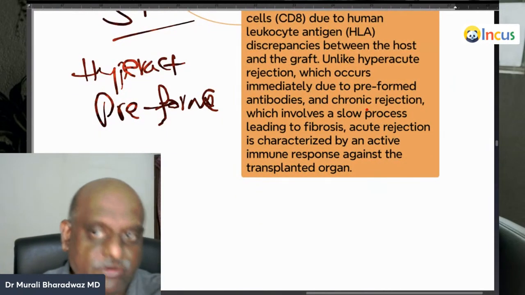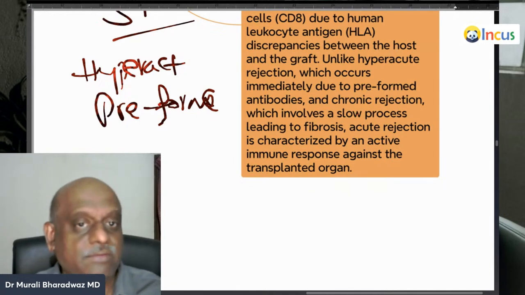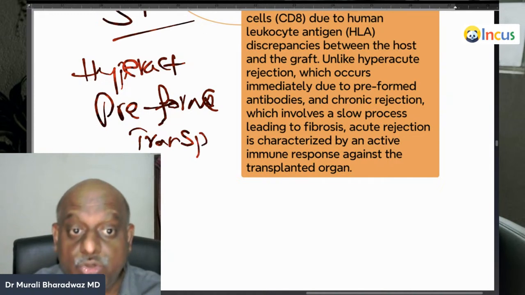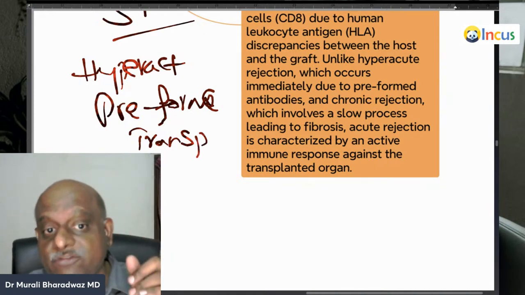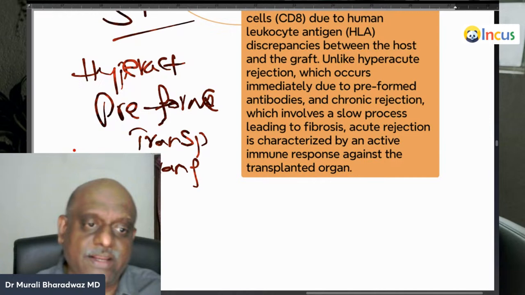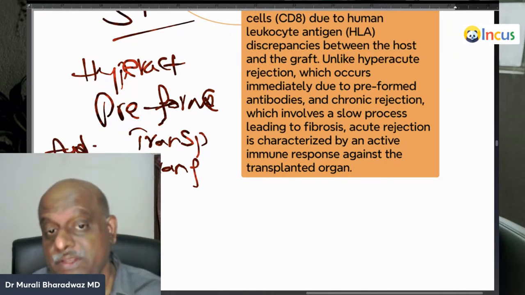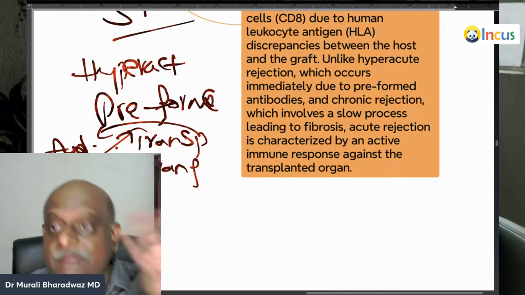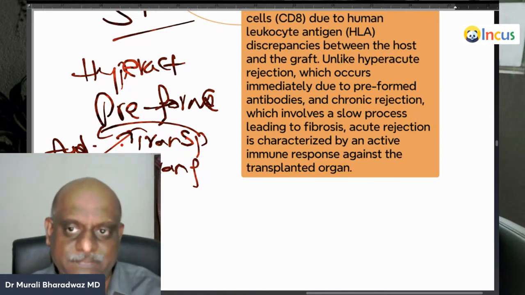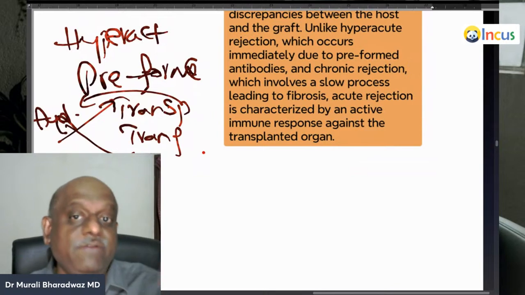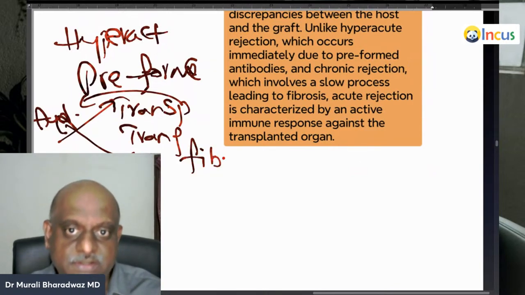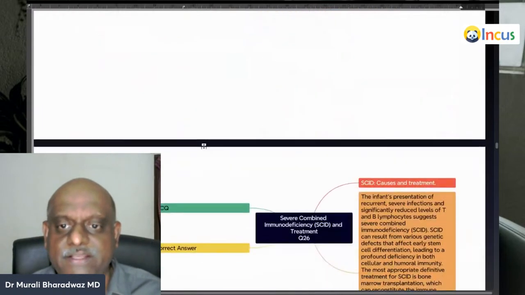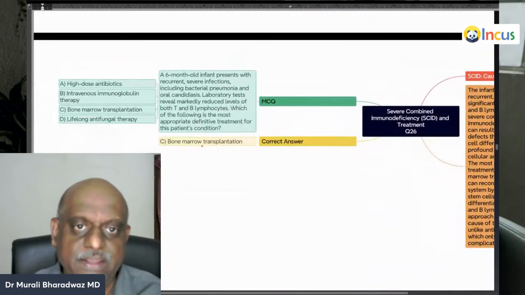Typically, that's the reason whenever you are planning a transplant in the near future, don't do too many transfusions, because every time you do a transfusion, antibodies develop, and the moment you put the kidney in, it will be knocked out. They are the preformed antibodies, that is hyperacute rejection. Chronic rejection is a very slow process. Fibrosis is responsible. That's the story of transplant rejection.